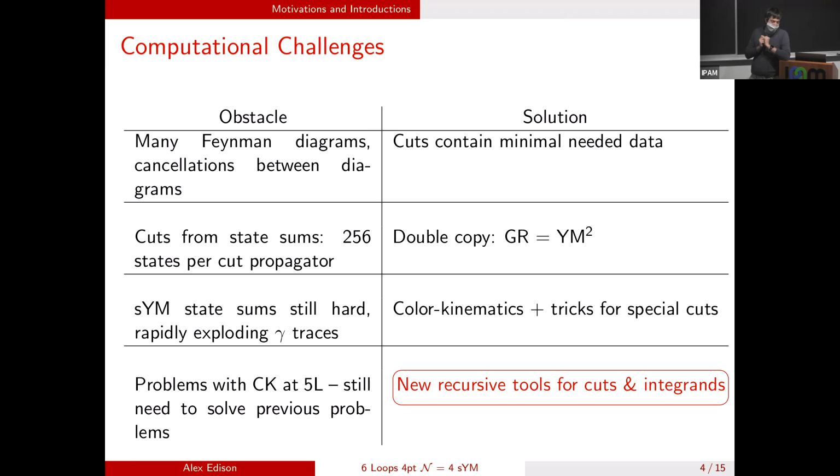But we still need to combat all of these problems. We don't want gamma traces. We don't want massive state sums in supergravity. So we need some new recursive tools, some new tricks to handle a much broader class of cuts that will hopefully span everything we need at 6 loops and hopefully at 7 loops as well.